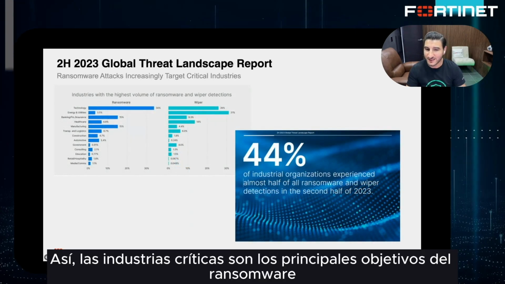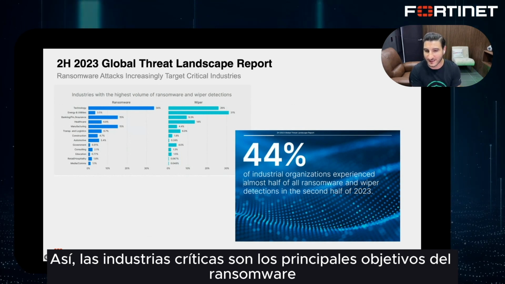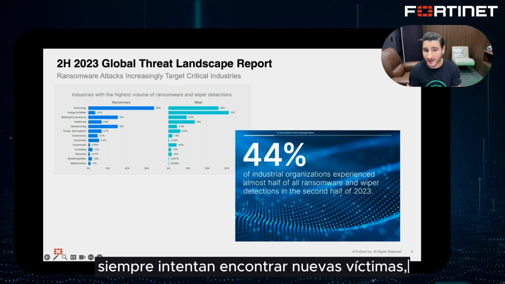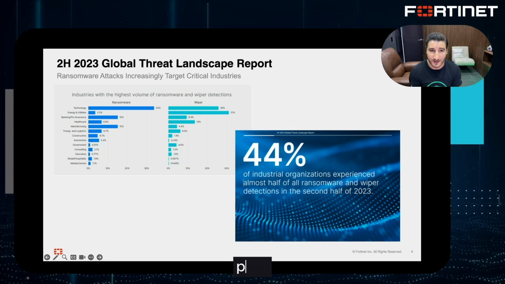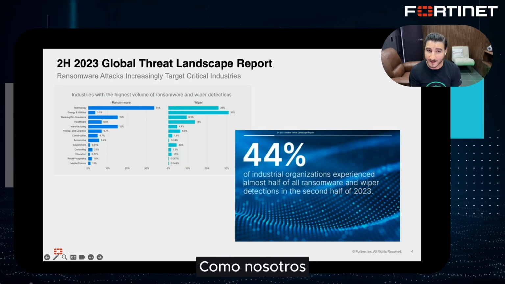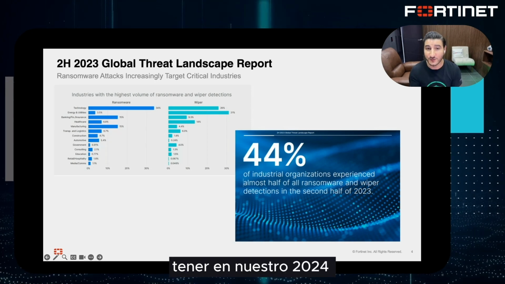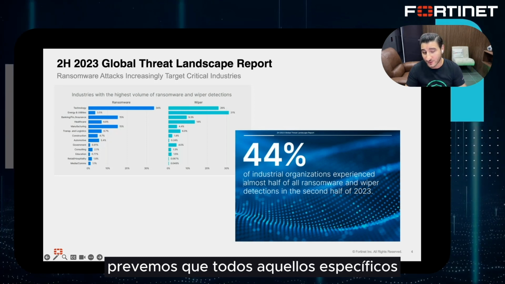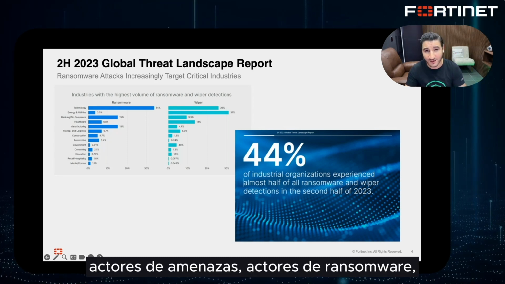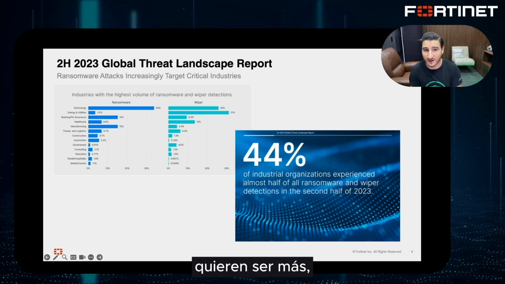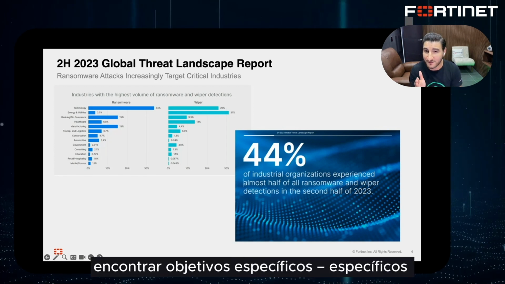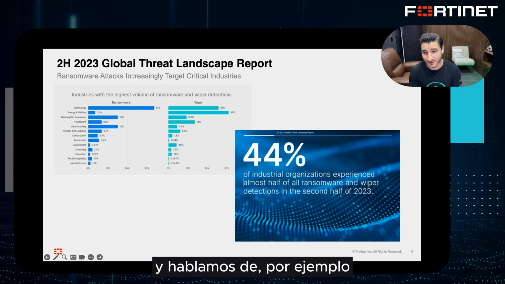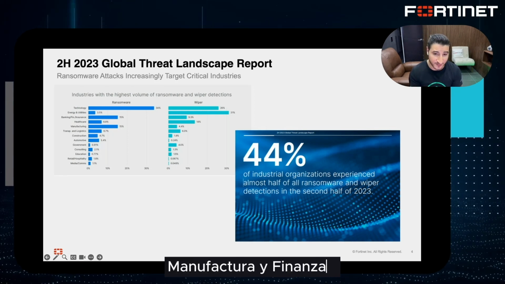Another thing I want to highlight here is ransomware attacks. Critical industries are top targets of ransomware attacks right now. All these ransomware operators always try to find new victims, right? But as we have in our 2024 threat predictions report, we forecast that ransomware actors want to find specific targets in specific critical industries, right? We talk about, for example, healthcare, manufacturing, finance.